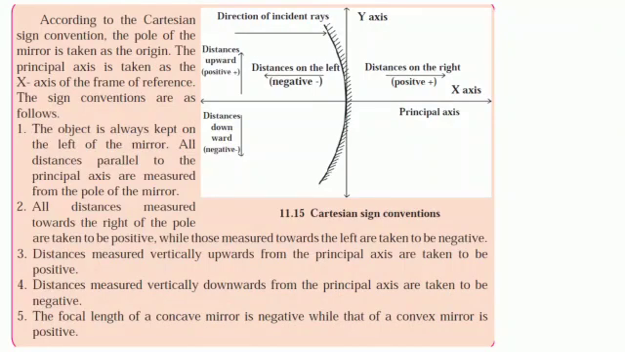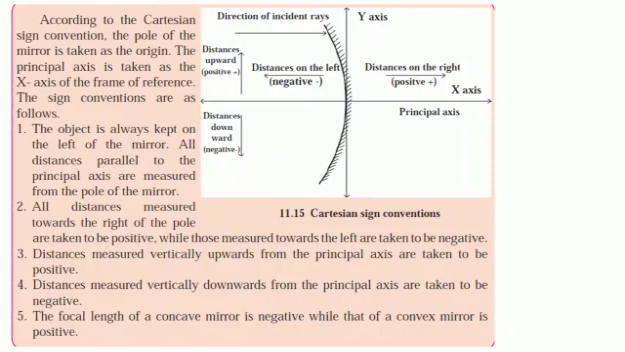You must have already studied about a graph. There are 4 quadrants in the graph. If you draw, there are 4 quadrants. Similarly, y-axis and x-axis, when they intersect, they form 4 quadrants. According to Cartesian sign convention, the pole of the mirror is taken as the origin. So origin is pole of the mirror. The principal axis is taken as the x-axis of the frame of reference.